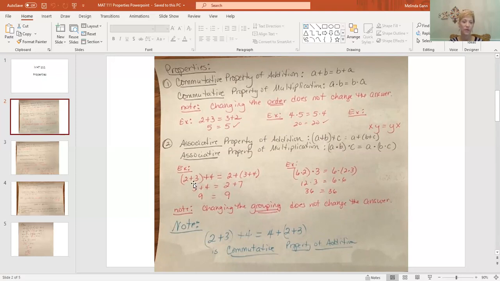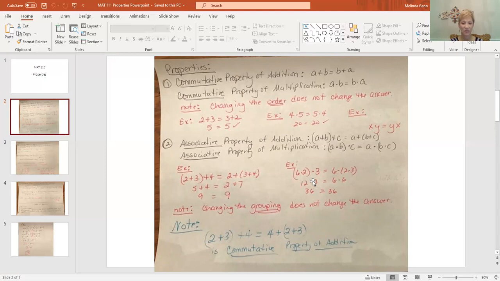So look right here: 2 plus 3 plus 4, 2 plus 3 plus 4. But over here I've got the 2 and the 3 grouped together, and over here I've got the 3 and the 4 grouped together. I've got to do parentheses first. Well, 2 plus 3 is 5, and 5 plus 4 is 9. On this side, I'm forced by parentheses to do it first, so 3 plus 4 is 7, but 2 plus 7 is still 9. So I changed the grouping, but I didn't change the answer.